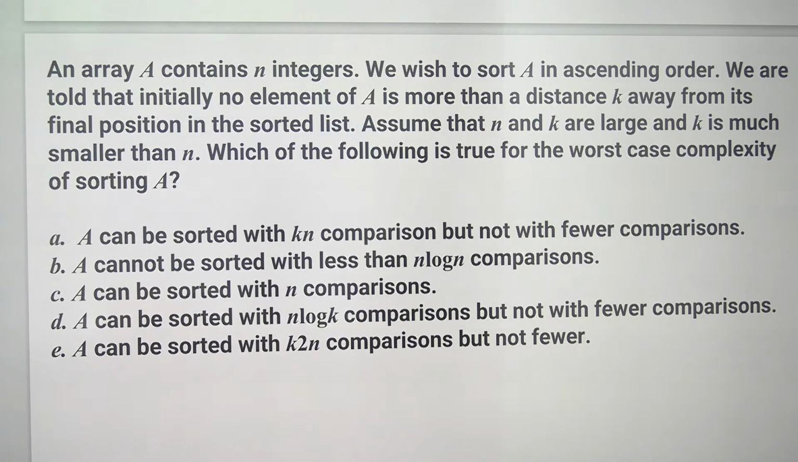Let's check. An array A contains n integers. We wish to sort A in ascending order. We are told that initially no element of A is more than a distance k away from its final position in the sorted list. Assume that n and k are large and k is much smaller than n. Which of the following is true for the worst case complexity of sorting A?